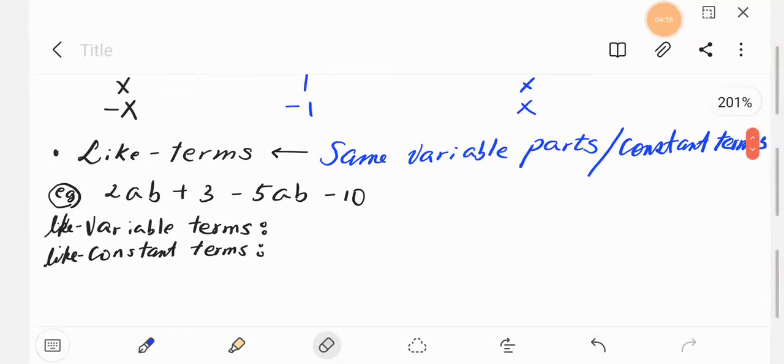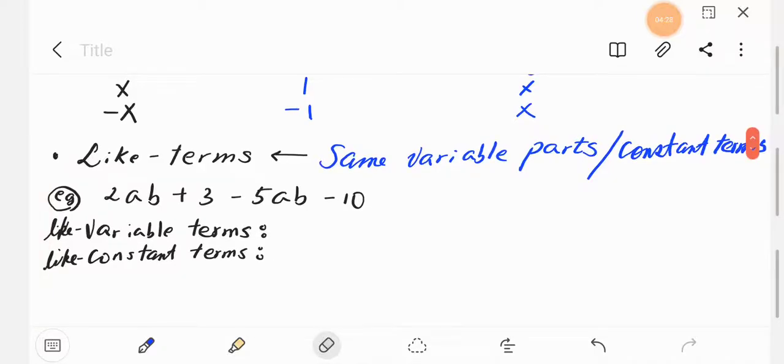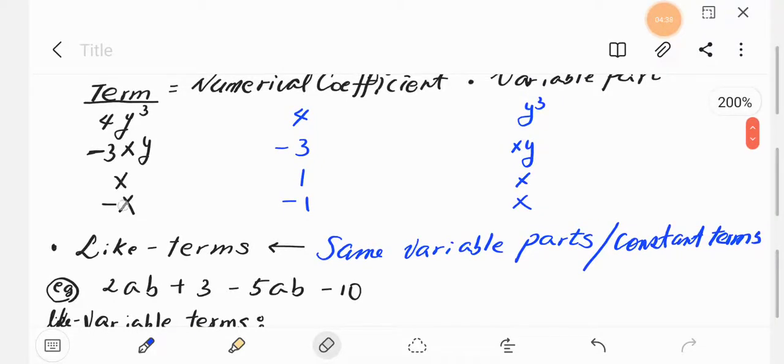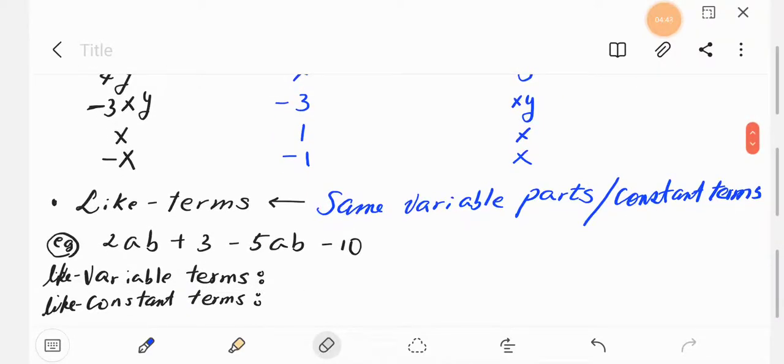And the like terms. Like terms are terms that have the same variable part. So in this case, these two are like terms. Constant terms are also like terms.